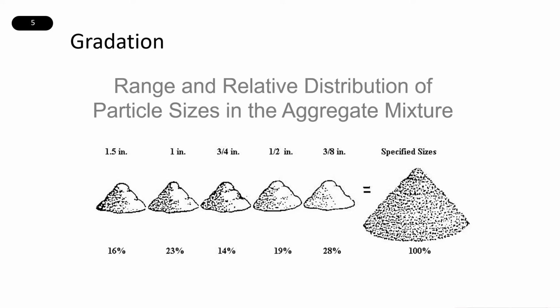In an earlier session, you learned extensively about the geologic history and important engineering properties of aggregates. This session focuses more on some of the hands-on tests that you may need to perform as a QC technician. Gradation is a big component of aggregate testing and hot mix asphalt quality control. Gradation is the range and relative distribution of the particle sizes in the aggregate mixture.